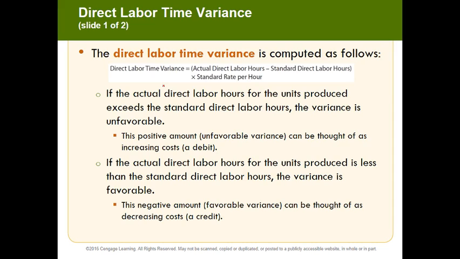Now the time variance. This is our efficiencies. How well were our employees working? With that, we need to take our actual direct labor hours, reduce it by those standard direct labor hours, and multiply it by the standard rate per hour. So if the direct labor hours for the units produced exceeds the standard, that is unfavorable. And of course, vice versa. If actual direct labor hours for the units produced is less than the standard direct labor hours, that's deemed favorable.